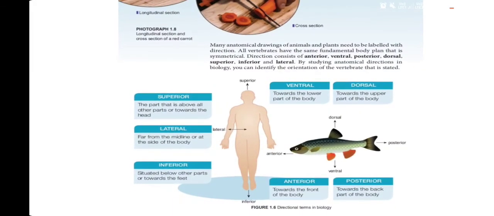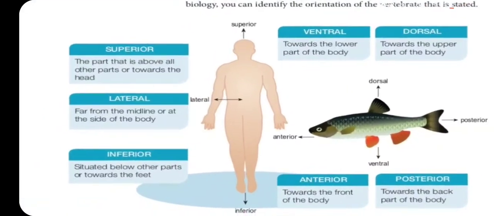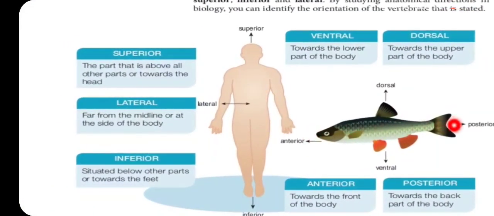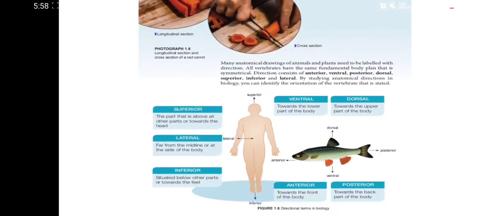Selepas itu kamu juga perlu tahu beberapa istilah ini: anterior, ventral, posterior, semua ini. Okay, so if this one is human, atas ini adalah superior, the part that is above all the other parts, towards the head. Kemudian lateral ini middle, and then inferior ini adalah lower parts, towards the feet. Ini lagi contohnya for fish, di sini we have anterior, posterior, dorsal and ventral. Anterior towards the front of the body, posterior towards the back, the dorsal itu adalah upper part and ventral adalah lower part. So kena tahu term-term yang ini.